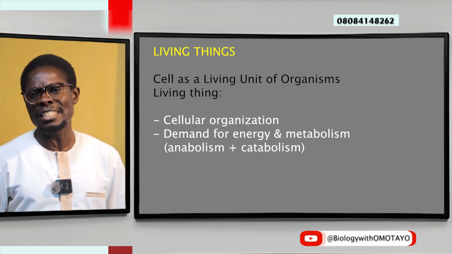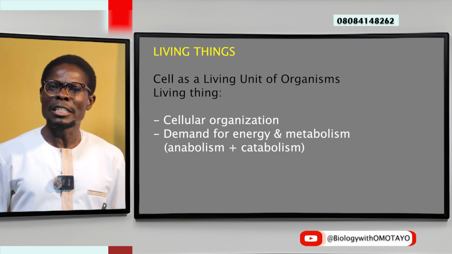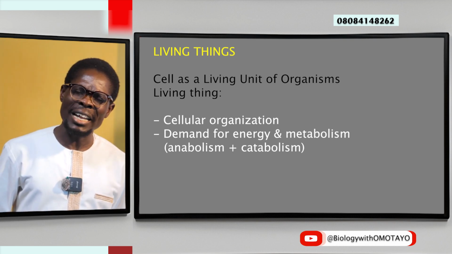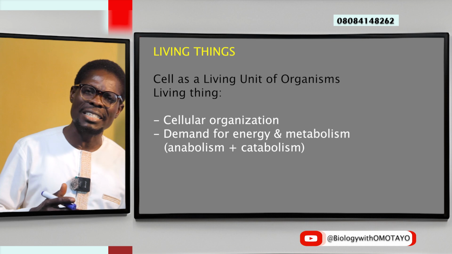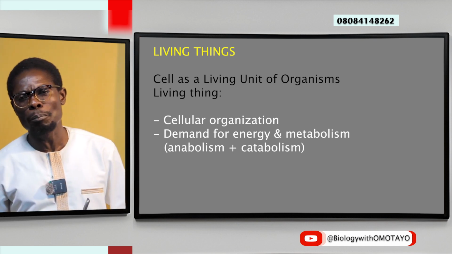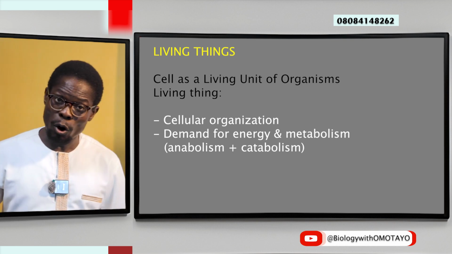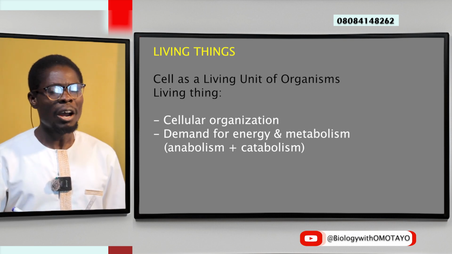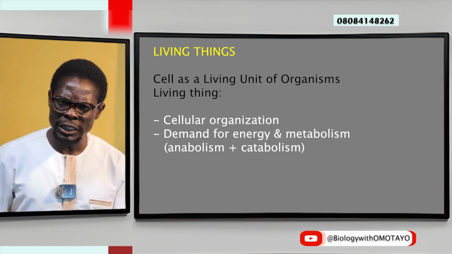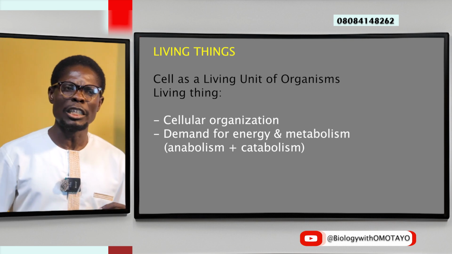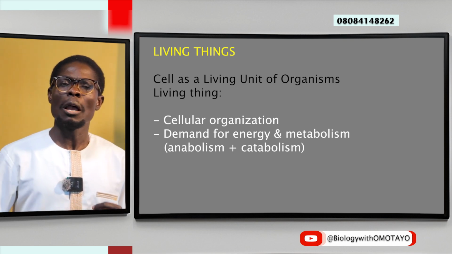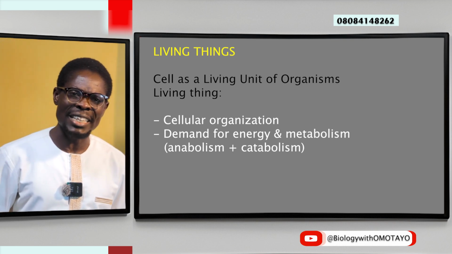And from elementary classes, we've learned that metabolism is made up of anabolism and catabolism. Anabolism basically has to do with building up processes within a living organism, whereas catabolism has to do with breaking down processes within a living organism. And for growth to occur, you know for sure that anabolism must be greater than catabolism. So one, it must have cellular organization. Two, demand for energy with which metabolism is facilitated.